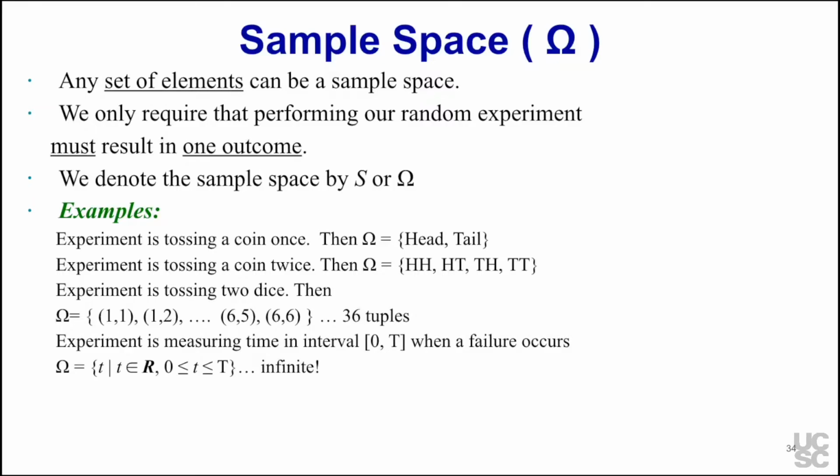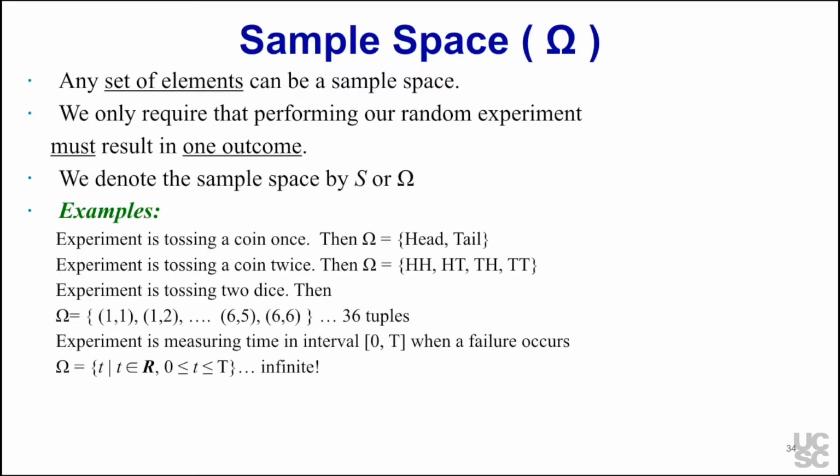Examples of sample spaces are the following. If we have the experiment consisting of tossing a coin once, the possible outcomes can be we experience a head or a tail, so we have two outcomes, and our sample space omega has those two outcomes. If we toss our coin twice, then we can have two heads, head tails, tail heads, or two tails, and so we have four possible outcomes. If we have the experiment consisting of tossing two dice, then our sample space omega is this set of tuples with the value of each of the two dice. So we have from 1, 1 all the way to 6, 6, so we have 36 tuples.